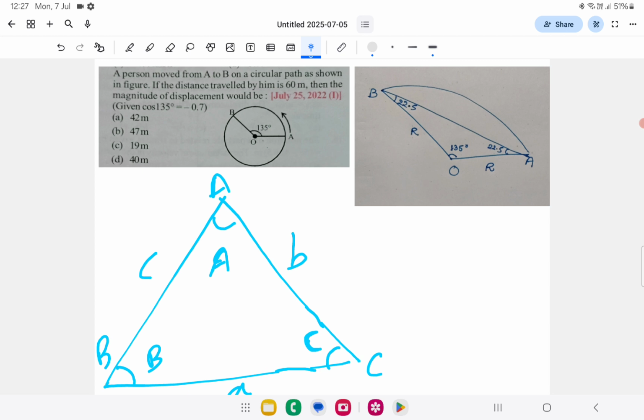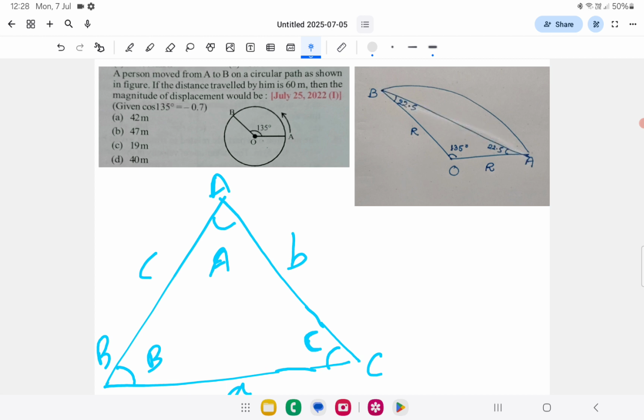But in the question, we have to find displacement. So the displacement is the shortest distance between the 2 points. That would be the straight line from A to B. In this figure, I have made it roughly. So the distance AB is the displacement that we have to find.